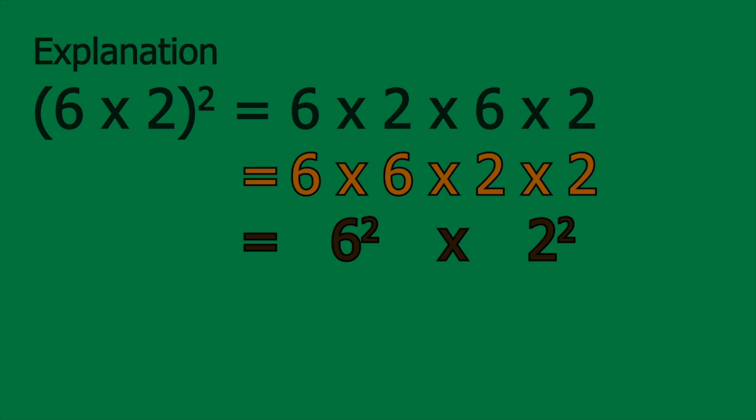And 2 times 2 is just 2 times itself twice, which is 2 squared. So it's actually equal to 6 squared times 2 squared. Now, this reasoning again works with any number and any exponents. Now let's go over some of these common mistakes that follow along these properties.